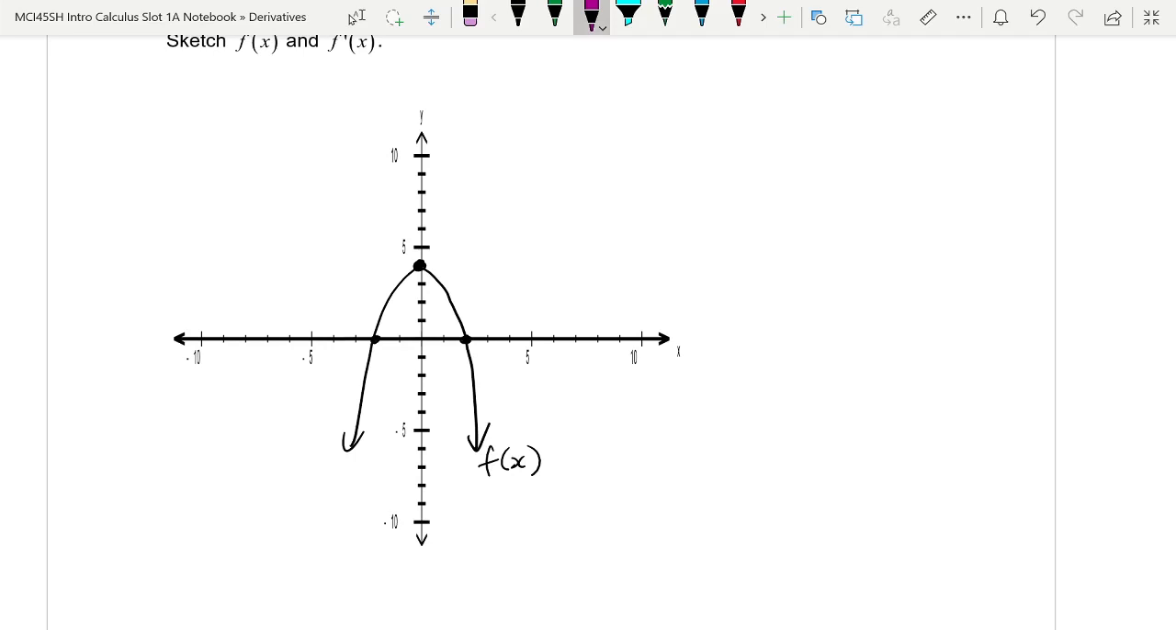F primed of x is minus 2x. So that goes through 0, 0. And it has a slope of negative 2. So down 2 and over 1, down 2 and over 1. So it's going to be something like that. Up 2 and over 1, up 2 and over 1, something like that.